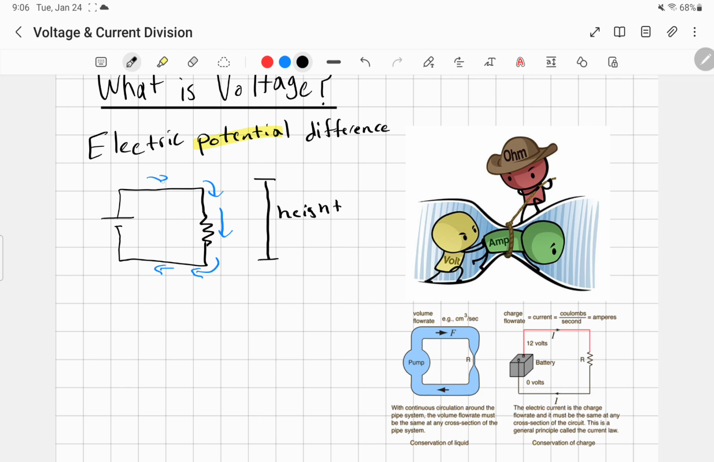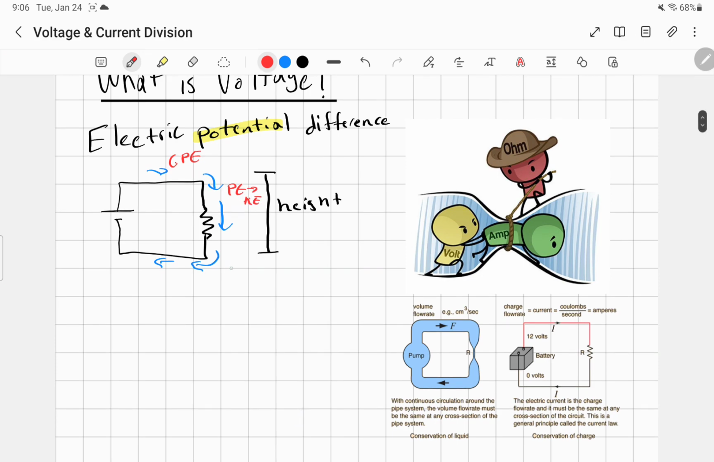If we're a water molecule starting here, moving along the pipe, at this point we have a certain potential energy because of the height of the circuit. We have a certain gravitational potential energy, and as the water falls down through the pipe, it turns into kinetic energy. Let me make a note of that: gravitational potential energy goes to kinetic energy. And when we're down here, we have no more potential energy.